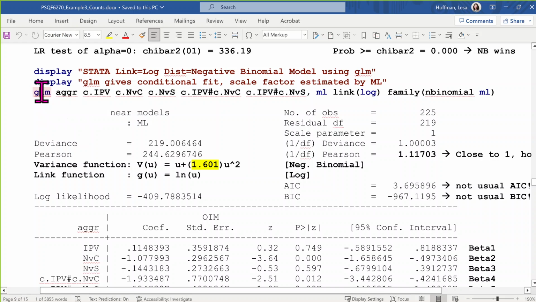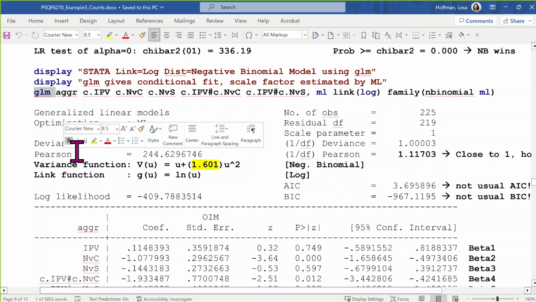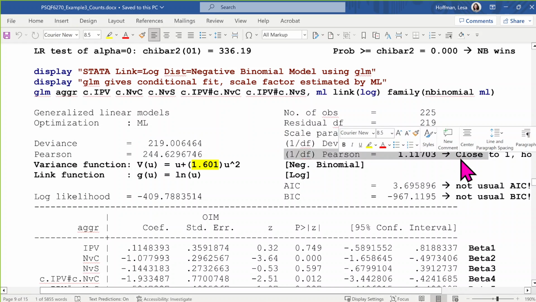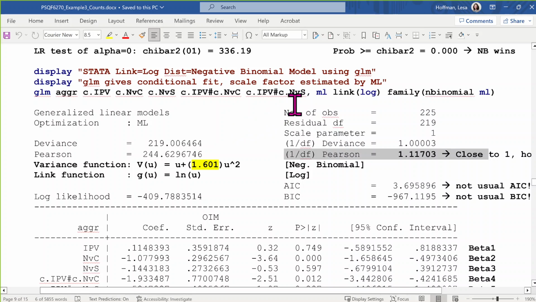I went back to GLM to fit the negative binomial so that I could get the distribution fit done for me. So note the change to the code. I'm still in link of log, but now I'm in family negative binomial, and I want it estimated using maximum likelihood. There are other choices for that. The number that it came up with for the stretchy factor, it put in the variance function for me to describe what it's actually doing.